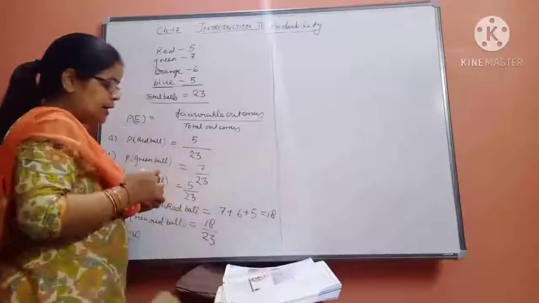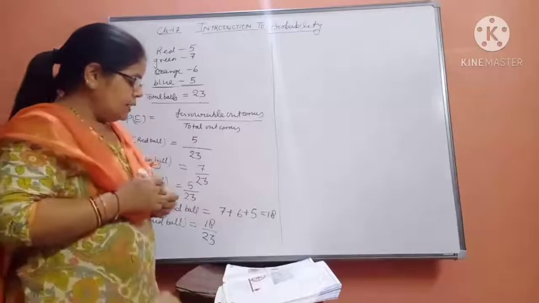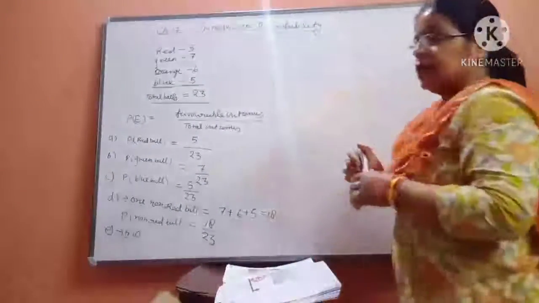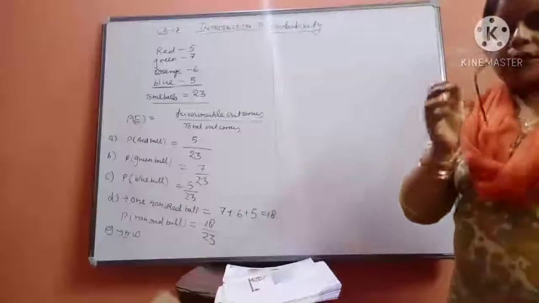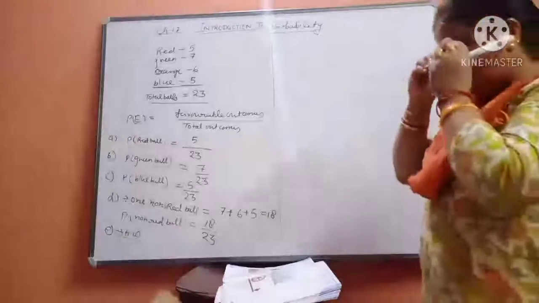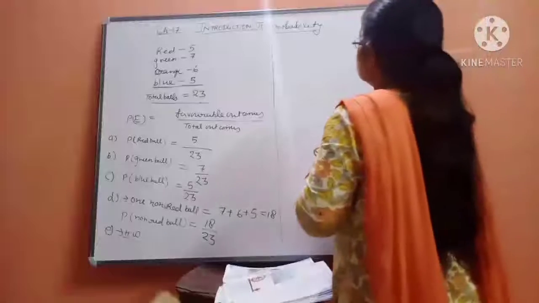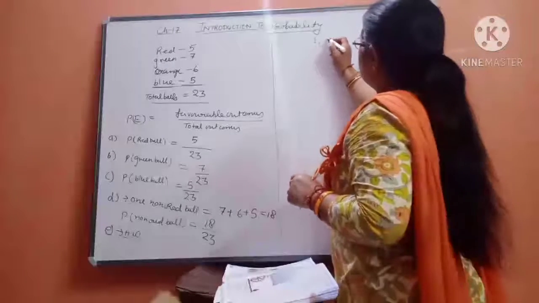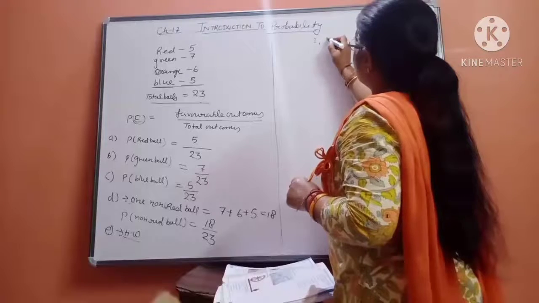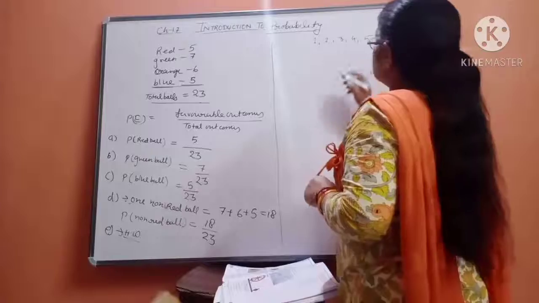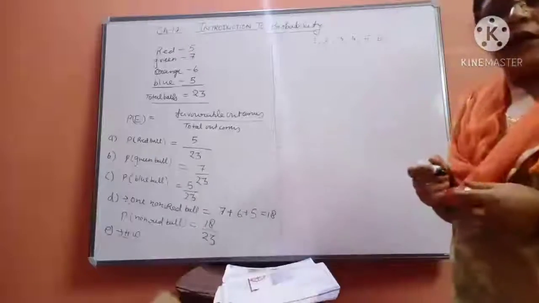A dice is thrown. Find the probability of getting. I explained to you the dice; you have seen a dice. When you are playing snakes and ladders, at that time you are throwing a dice, and if you see, numbers 1 to 6 are written on it. 6 faces are there, and the numbers 1, 2, 3, 4, 5 and 6 are written on the dice.